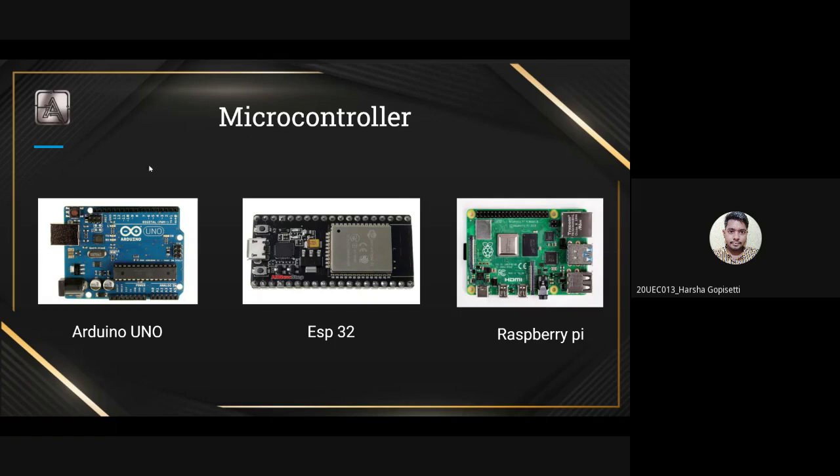This is a microcontroller. In our club, we require knowledge of microcontrollers. A microcontroller can be treated as a brain because it has all the instructions for how the robot or device operates. These are a few examples of microcontrollers. This is an Arduino Uno, an ESP32, and a Raspberry Pi, which is more like a computer.